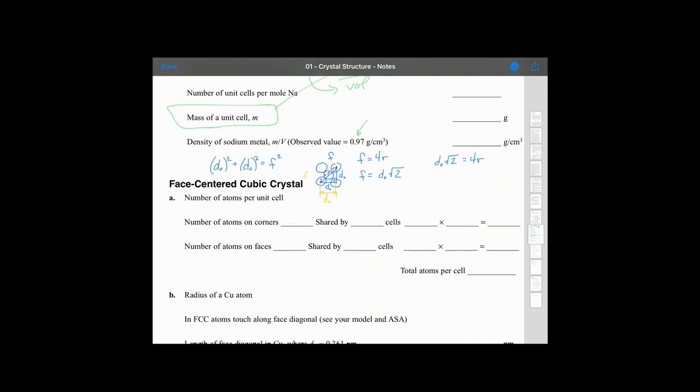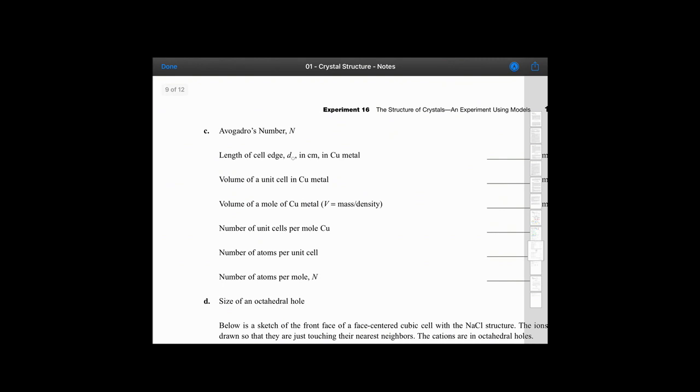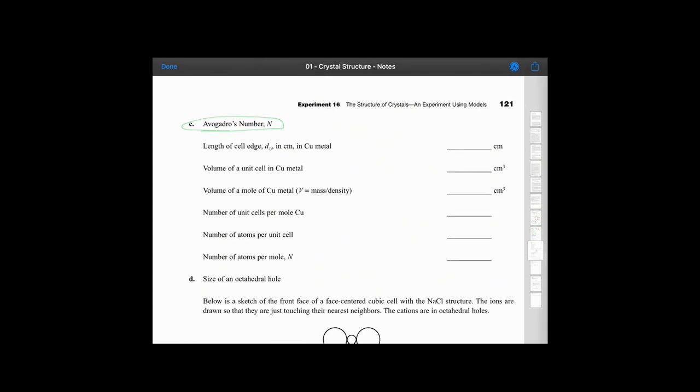You're going to do the same kind of logic down below for the face-centered cubic. Right now we're talking about copper atoms here, and part B is very similar. Part C, I want to point out, again, we're determining Avogadro's number, so you may not use Avogadro's number in any of your calculations. So that's a kind of a twist here. You can't use the thing you're trying to figure out.